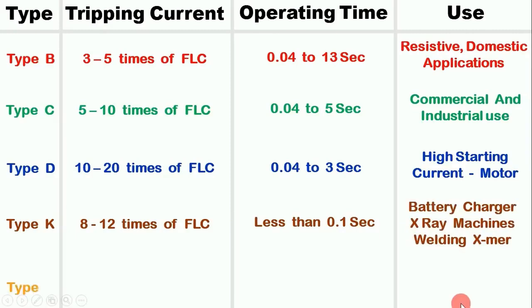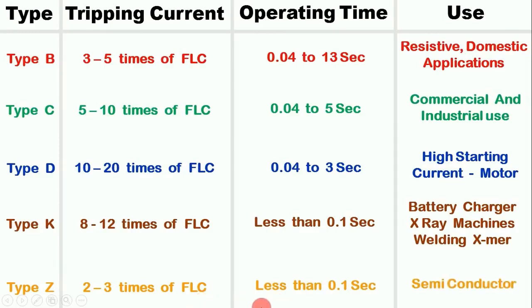After this, in Z-type MCB, the tripping current of this MCB is 2 to 3 times. To trip this Z-type MCB, it only takes 0.1 seconds. Friends, we use this Z-type MCB in semiconductors. This Z-type MCB is the most sensitive one. The moment high current starts flowing, the MCB will instantly trip.